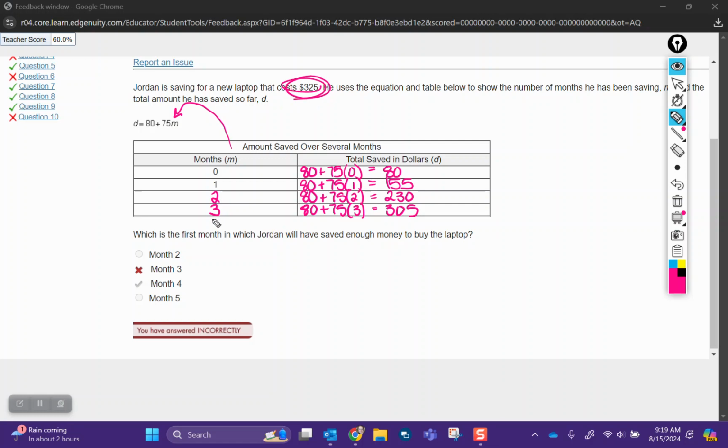So then we have to make the table 1 month longer. 80 plus 75 times 4. 75 times 4 is 300. 300 plus 80 is 380. So it's not until month 4 that he has enough money to purchase the laptop.